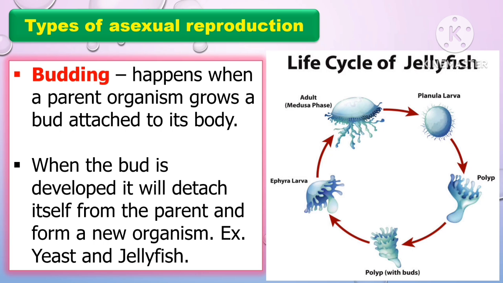Another type of asexual reproduction is the budding. Budding happens when a parent organism grows a bud attached to its body. When the bud is developed, it will detach itself from the parent and form a new organism. Examples for this are yeast and jellyfish.